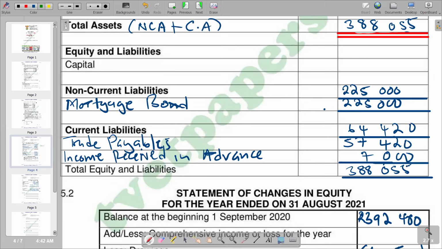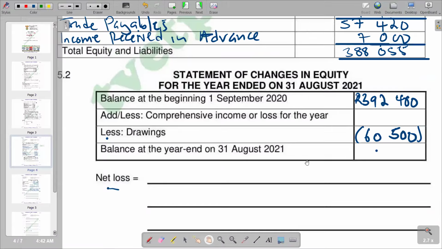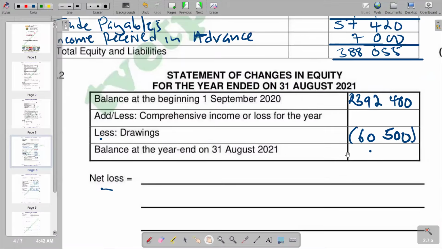So the figure that is supposed to come here is 98,635. This is our closing capital figure, the balance at the year end. So we can say 98,635. Then we can find this missing figure.